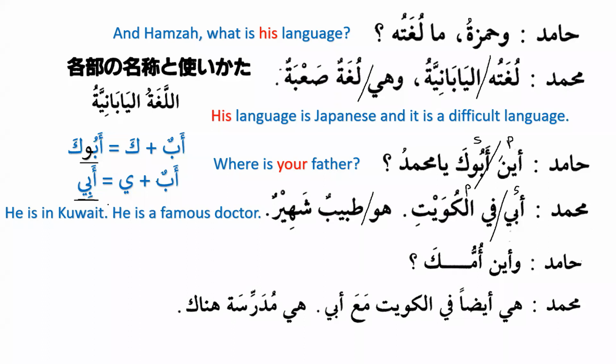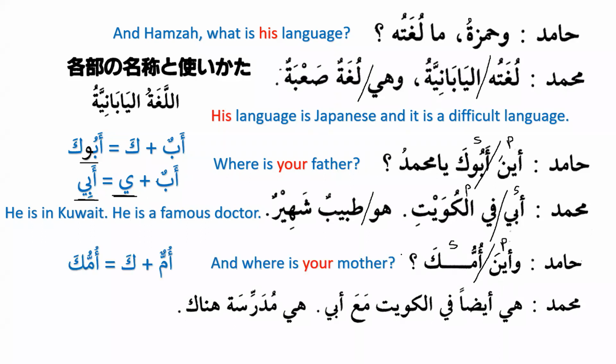Now there is no need to insert wow into that, because with ya al-mutakallim, or the ya of the speaker, we will only insert kasra before it, and there is no need to add wow to that. So it becomes abi fil Kuwaiti. My father is in Kuwait. Huwa tabibun shahirun. He is a famous doctor. Wa aina ummuka, and where is your mother? So again, ummuka is subject and aina is predicate, and where is your mother?